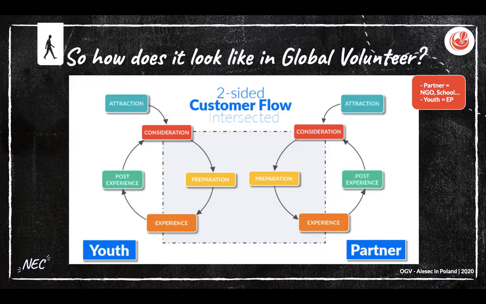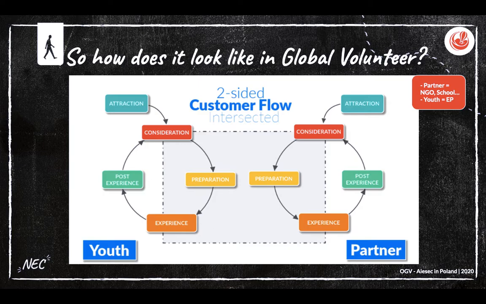And by partner, again, it's the opportunity provider, either the NGO or the school. So we have to provide experience for both sides, for the youth and the partner. But again, on OGV, we're focused more on youth, and IGV is responsible for the experience of the provider, but it's very important that we take care of both of them, and so we have a customer flow for both of them.